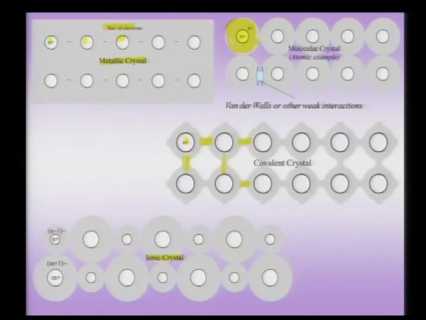So, we will take up at least one definite example in this set of lectures regarding what is a molecular crystal, but we already considered quite a few examples of ionic crystals and metallic crystals, and we will proceed in this set of lectures with the covalent crystals next.